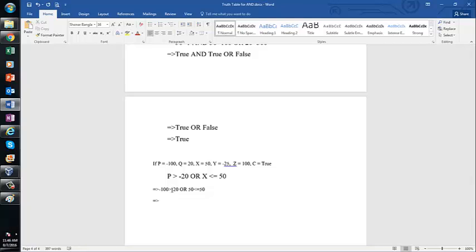False. Greater than minus 20, is it true? False, because minus 100 is a smaller number. So in the left hand side it is coming false. And then OR, in the right hand side, 50 less than or equal to 50. True. It is true because not less than but equal to. So we will write this one true. Now OR gate, we know that false or true will be true.